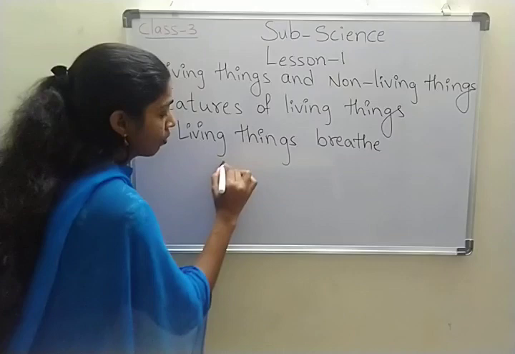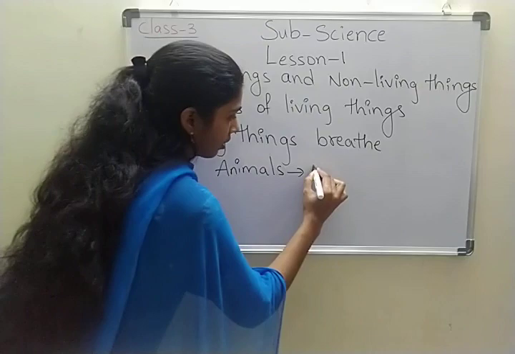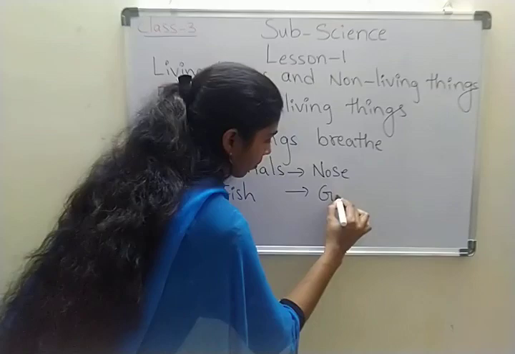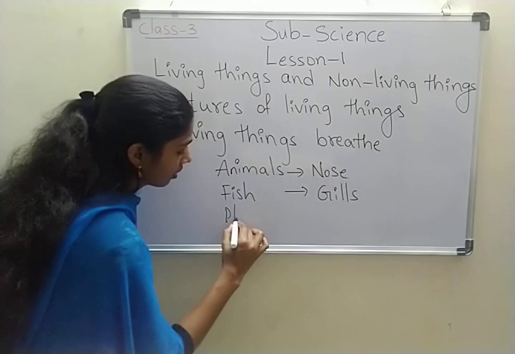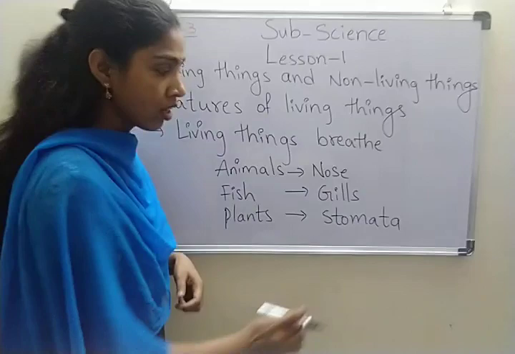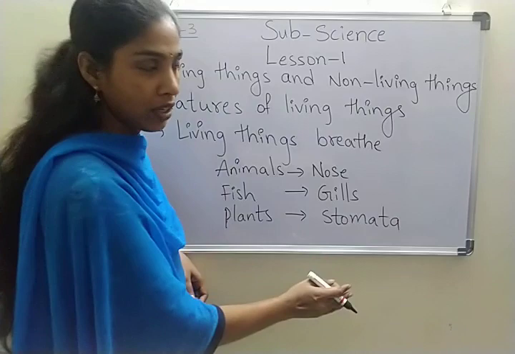Now tell me, children, how can animals breathe? Very good, children, through the nose. Coming to fish, fish breathe through gills. And how can plants breathe, children? Very good, plants breathe through stomata. Stoma is singular, stomata is plural. And one more thing, children, can you guess how insects breathe?